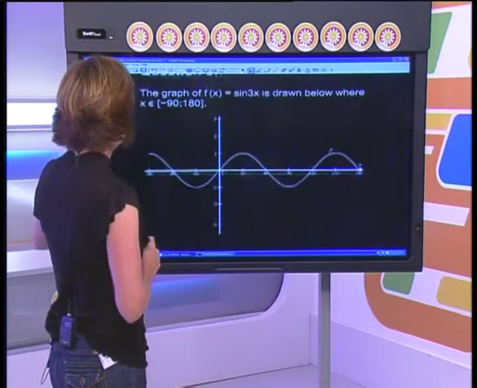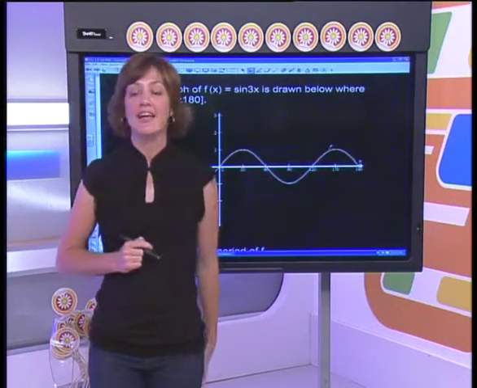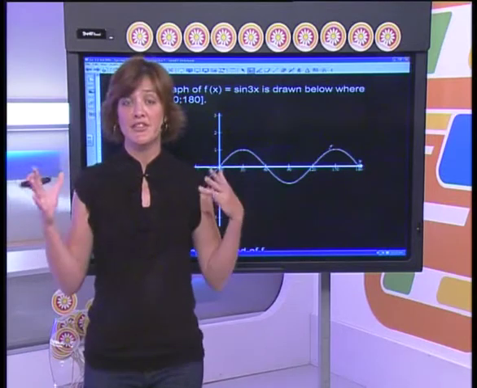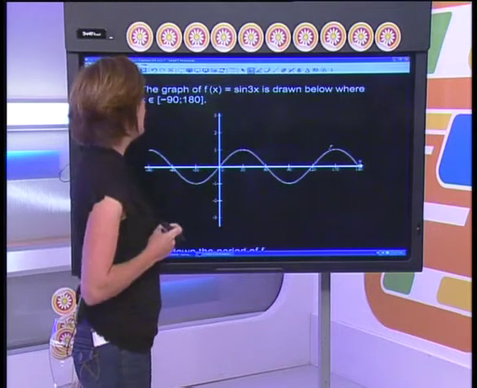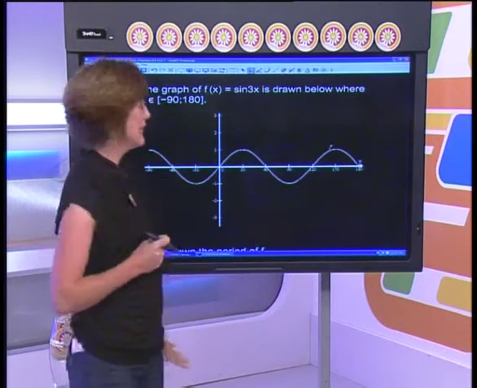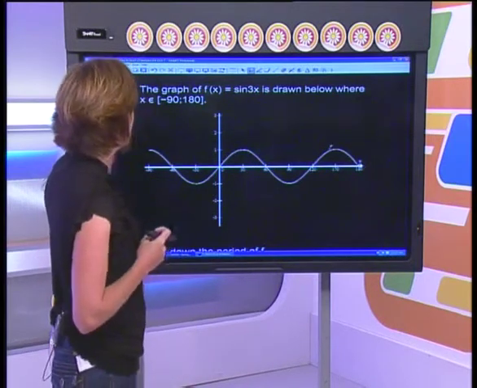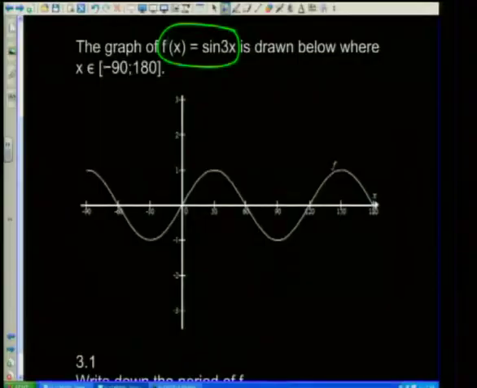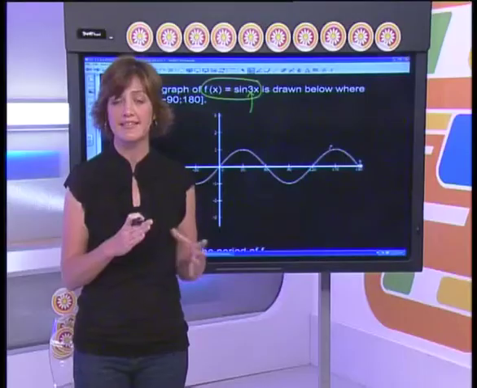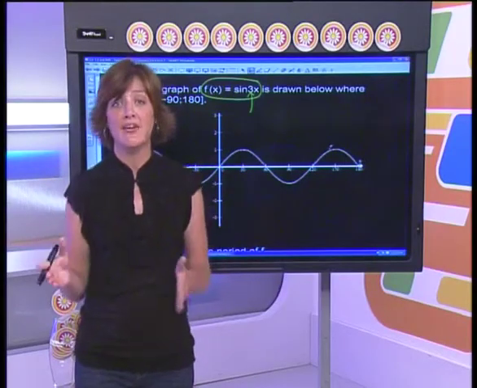Okay. Right, what we're going to have a look at now is just a bit of interpretation on our trig graphs. Okay. What we have been given in this question, grade 12s, is a trig graph, and we've been told that it represents the function f of x, which is equal to sine 3x. Okay. Please remember, if there is a number in front of your x or your theta, whatever that angle is, that represents the period of your graph.